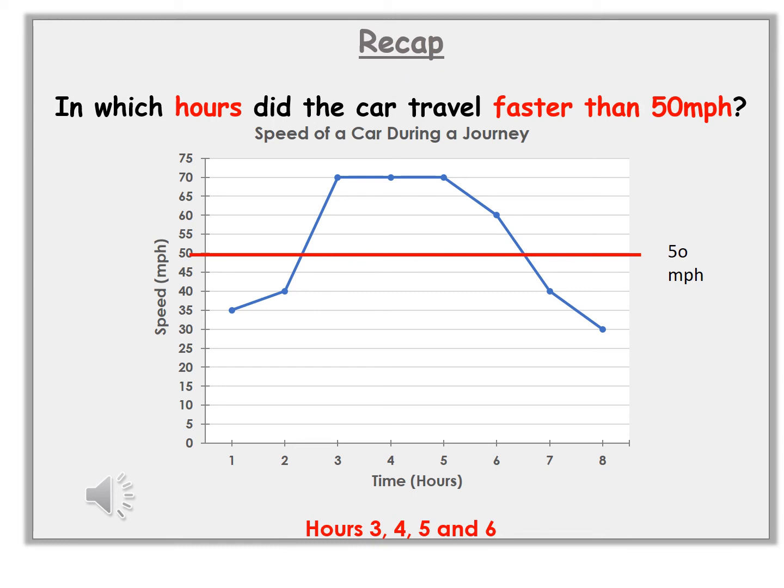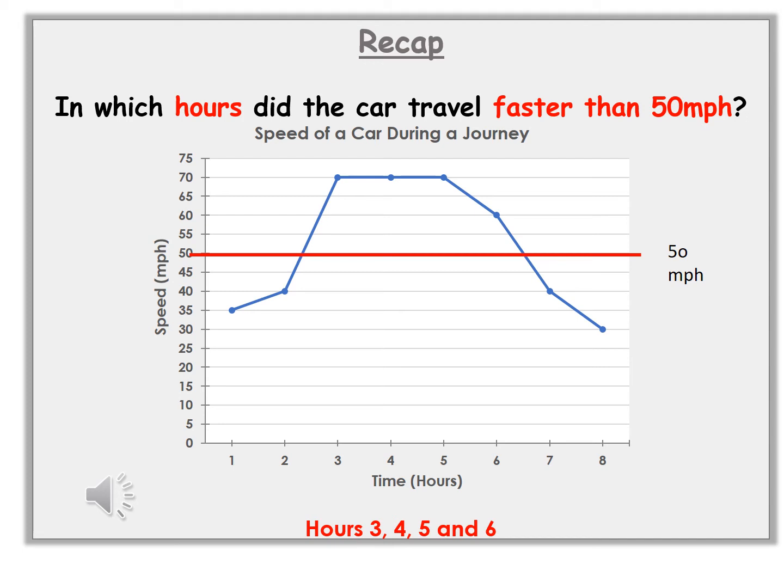So for this question, in which hours did the car travel faster than 50 miles per hour? We would have highlighted hours and 50 miles per hour. It's important that you notice that in the word hours, there is an S on the end, which symbolises it's a plural. So the answer is going to be more than 1 hour.